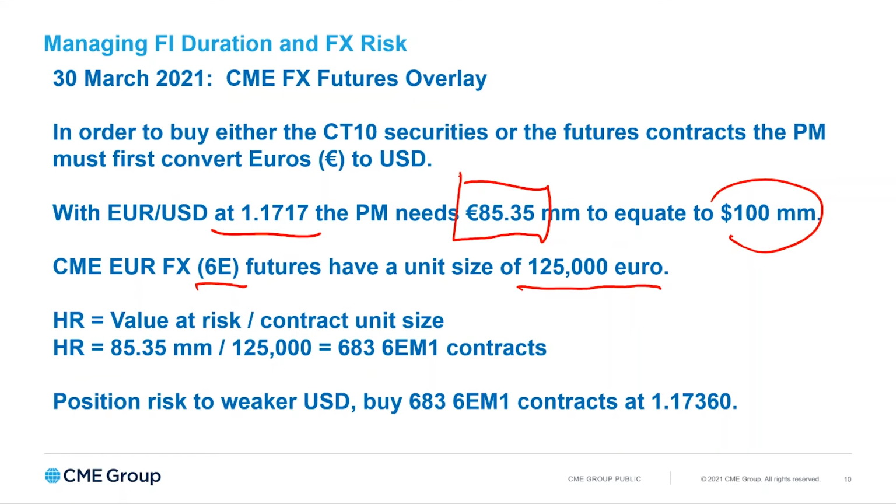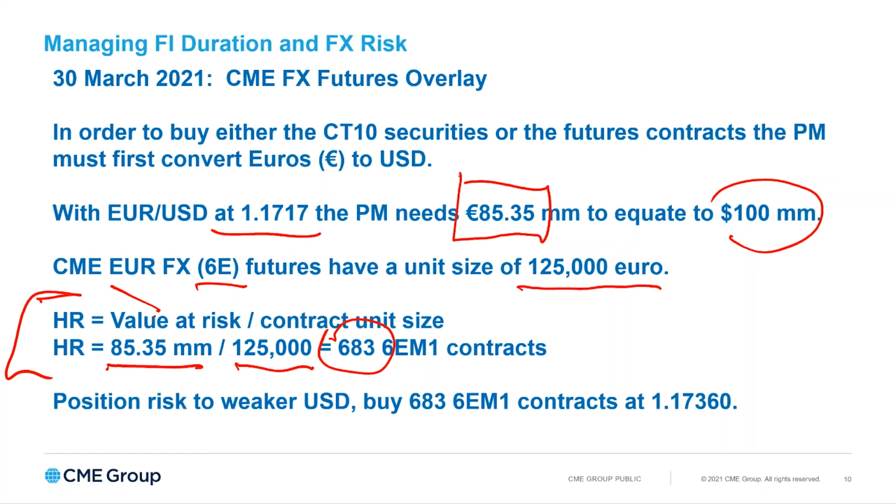How do we create that hedge ratio? Very similar to what we just did with the Treasuries. What's our value at risk? It's 85.3 million euros divided by the value of the notional unit size of the contract. So we need 683 of the June Euro FX futures.